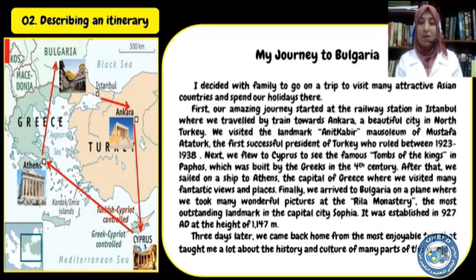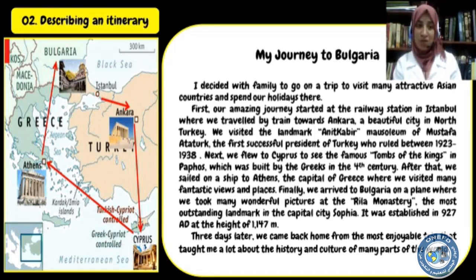Now the conclusion, it is a short conclusion, 2 sentences. 3 days later, we came back home from the most enjoyable trip that taught me a lot about the history and culture of many parts of the world. You describe in general your feelings about your trip. So this was just an example of how to describe an itinerary or a route you followed during a trip you went with your family.